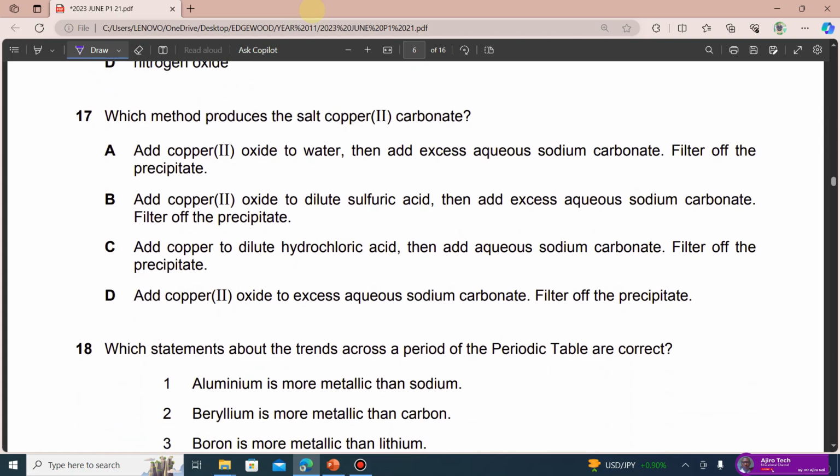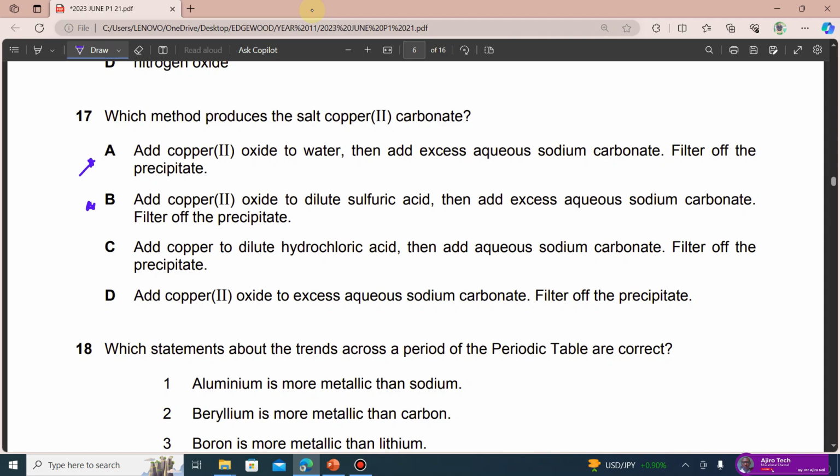Which method produces the salt copper 2 carbonate? This is question 17. So let's read the options. Add copper 2 oxide to water. You form the hydroxide likely. Then add excess sodium carbonate and filter out the precipitate. Let's note this option. Let's go to the next option. Add copper 2 oxide to dilute sulfuric acid. The sulfuric acid dissolves it to form copper sulfate and water. Then you add excess sodium carbonate, which would precipitate it out. This is also a good suggestion.